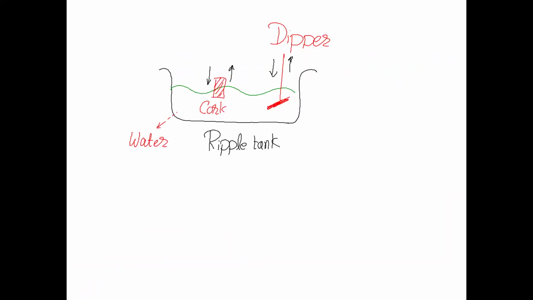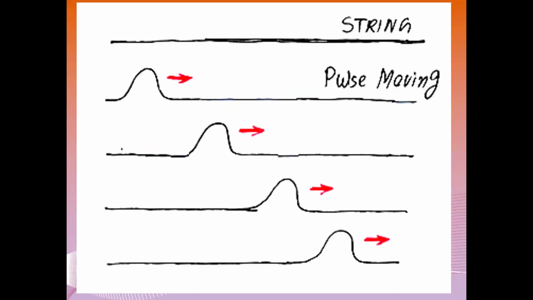Now look at this example. This is a ripple tank and we put a cork and we run the dipper. The cork moves up and down and this is called a transverse wave. Actually, what happens in a transverse wave, every molecule goes up on its turn.